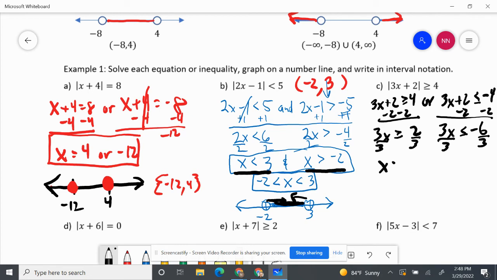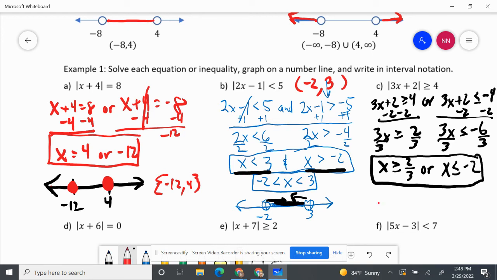And I get x is greater than or equal to 2/3, or x is less than or equal to negative 2. And we see that right there is our answer. I'm going to graph it on the number line. So I'm going to put the number line.